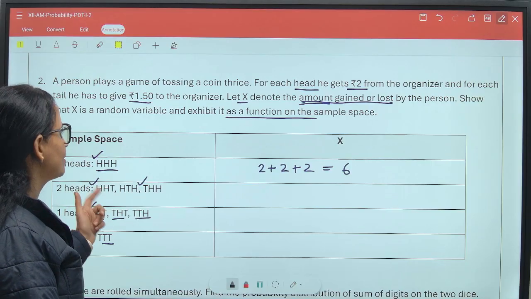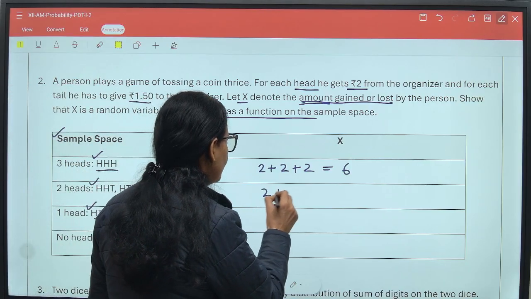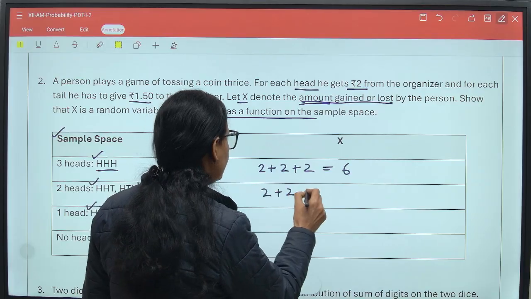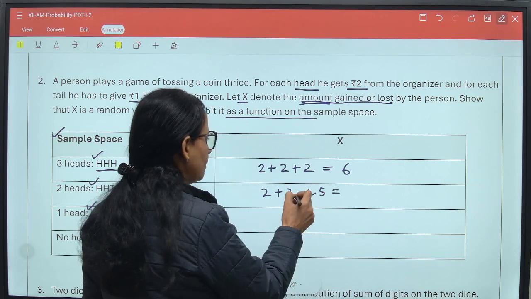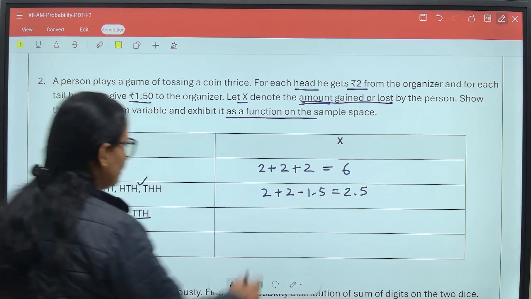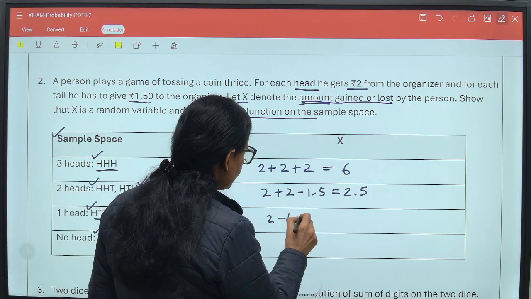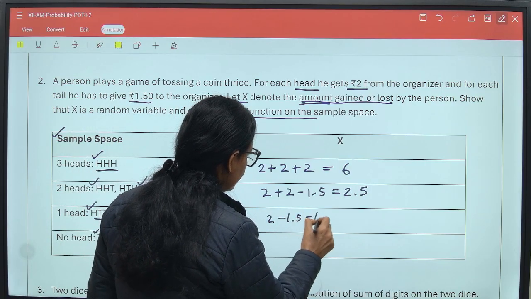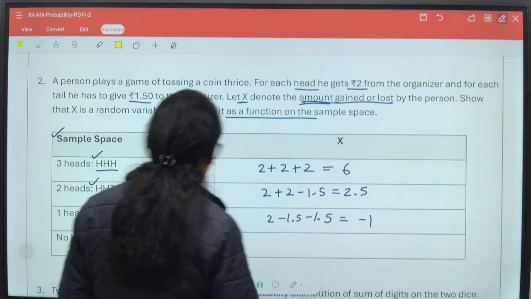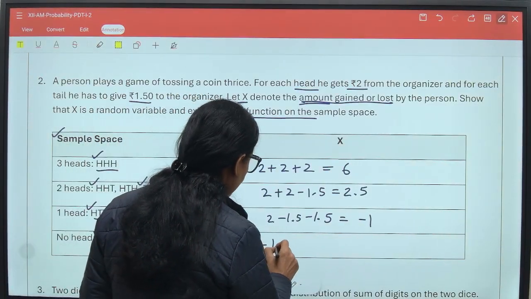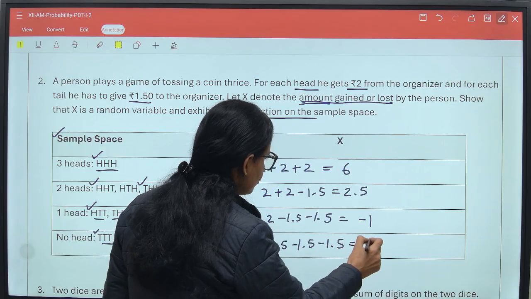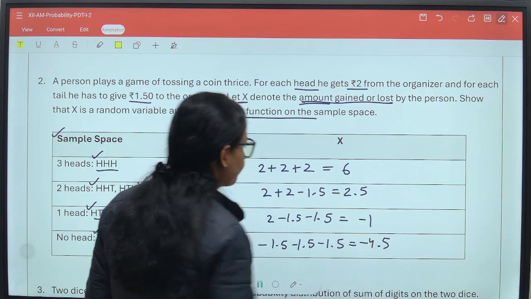If it is 2 heads and 1 tail, irrespective of the order, whether it is in any order, it doesn't matter, the output is going to be same. 4 minus 1.5 gives you 2.5. If it is 1 head and 2 tails, it is 2 minus 1.5 and then again minus 1.5. So it is 2 minus 3, it is going to be -1. And if it is all tails, then it is minus 1.5, minus 1.5, minus 1.5. So it is going to be -4.5.